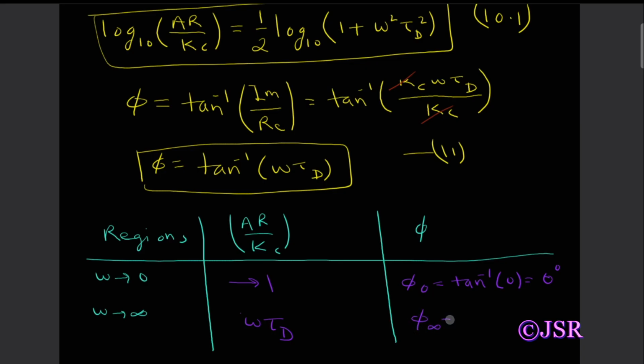And phi at infinity will be equal to tan inverse omega tau d. So when omega tends to infinity, phi infinity will be tan inverse infinity, and that will be equal to plus 90 degree.